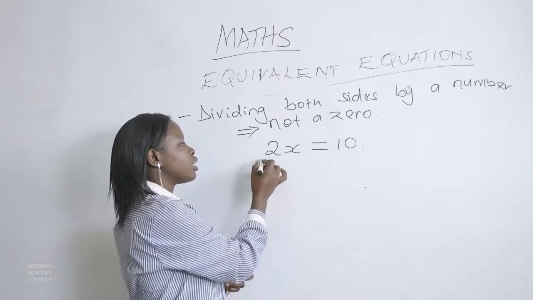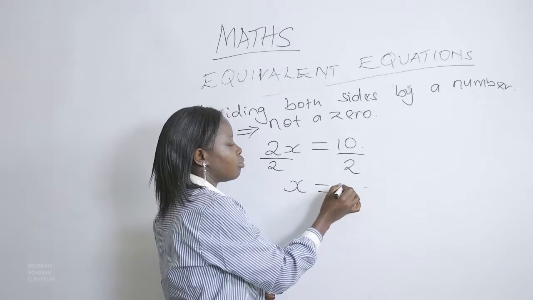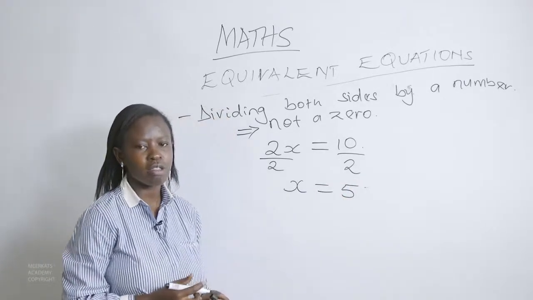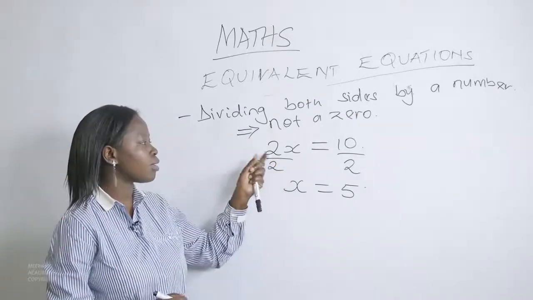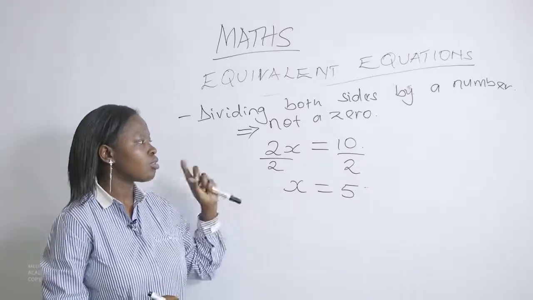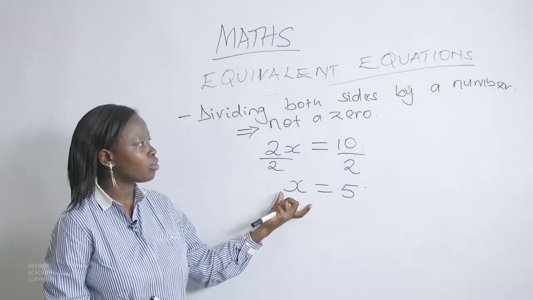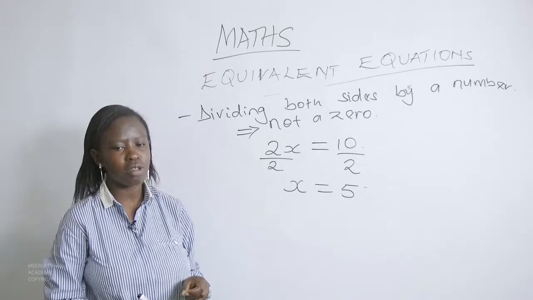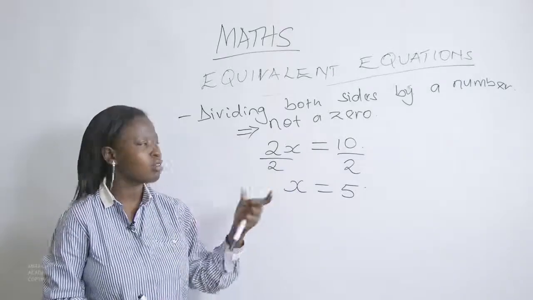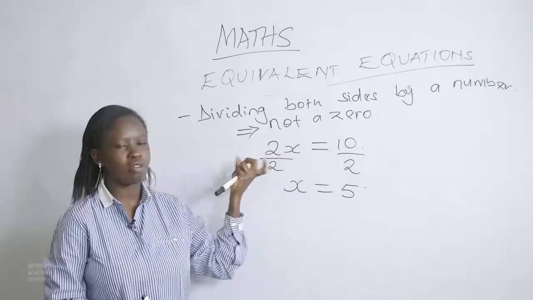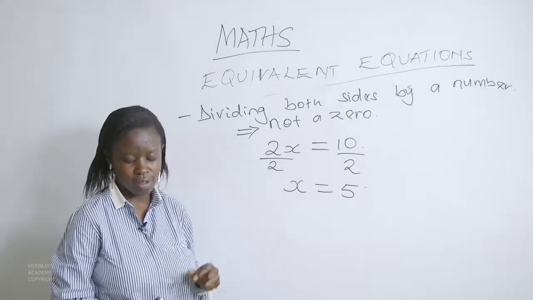So if I decide to divide by 2, my value for x will be obtained by 10 over 2, which is 5. So this means that I've divided both sides by a number. There is a number that I can divide with on both sides so that I get the value of my unknown. So it means that the number that I've divided with is not a 0. And this repeated division by a number will bring about an equivalent equation, because it is possible for me to divide the left-hand side and also the right-hand side by this number, which is not a 0.